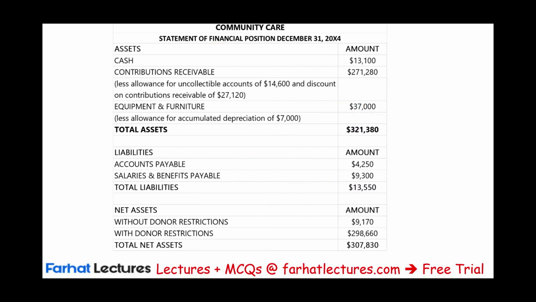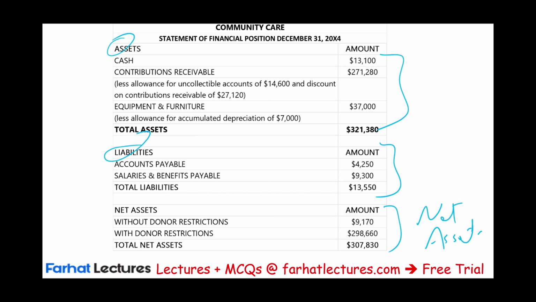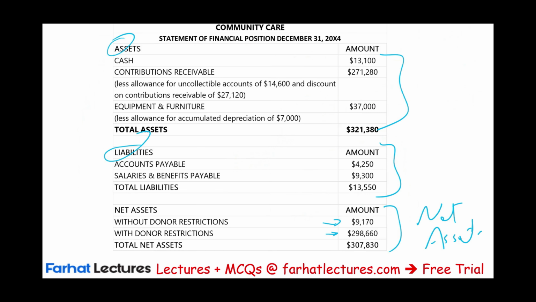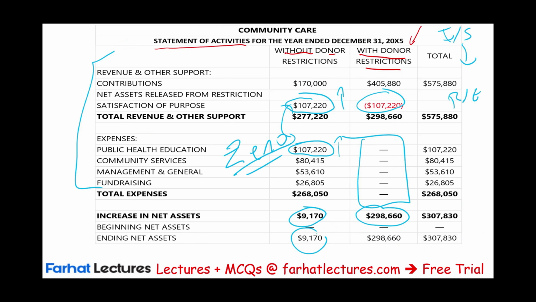Now let's take a look at the statement of financial position, which is aka balance sheet. We have the assets, the liabilities, and net assets. Where are net assets coming from? The 9,170 and 298,660 are coming from the statement of activities. I mentioned earlier that the statement of activities, yes, is aka income statement, but also think of part of it as retained earnings, because it measures the changes, the increase in net assets, and it gives you the ending net assets, because the beginning was 0. It gives you the change, the beginning plus the change, equals the ending.